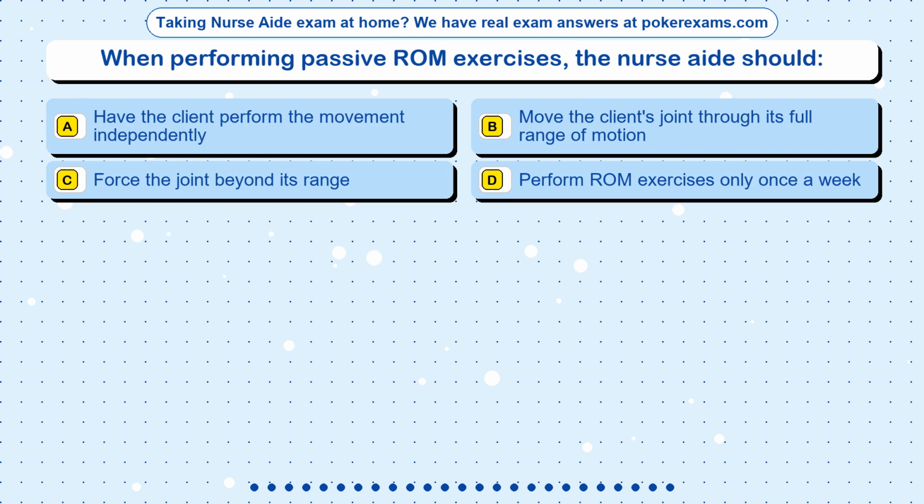Question 4. When performing passive ROM exercises, the nurse aide should: Option A. Have the client perform the movement independently. Option B. Move the client's joint through its full range of motion. Option C. Force the joint beyond its range. Option D. Perform ROM exercises only once a week.